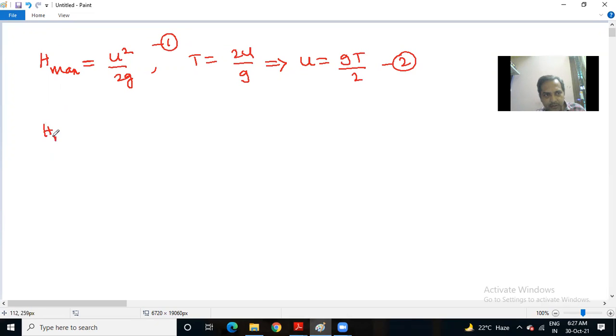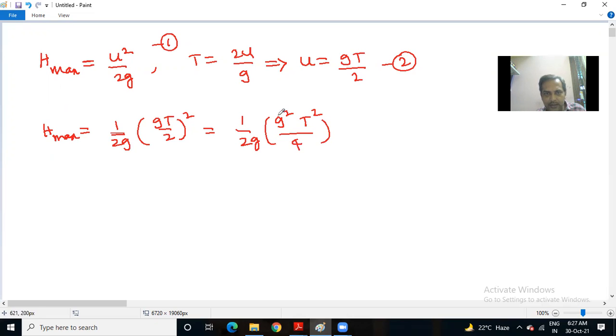So H max is equal to 1 by 2g, what is u? gt by 2 whole square. Now 1 by 2g, so it will be g square t square by 4. So once this g and g get cancelled, you will get 1 by 8 g t square. So this is the relation between H max and time of flight.